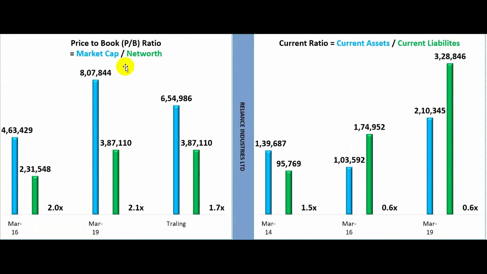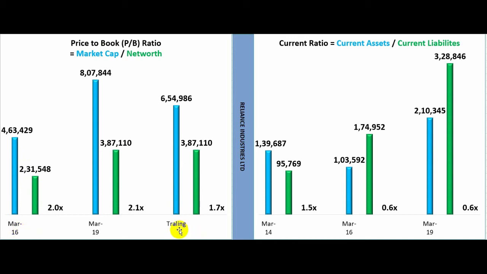Next valuation ratio is price to book. We're trying to understand how far away the price of the company is compared to its actual net worth, or its actual value. So we are comparing actual value against the market value. We don't want the price to book ratio to be very high. In fact, we should try and buy it as low as possible, below 2.5 times.